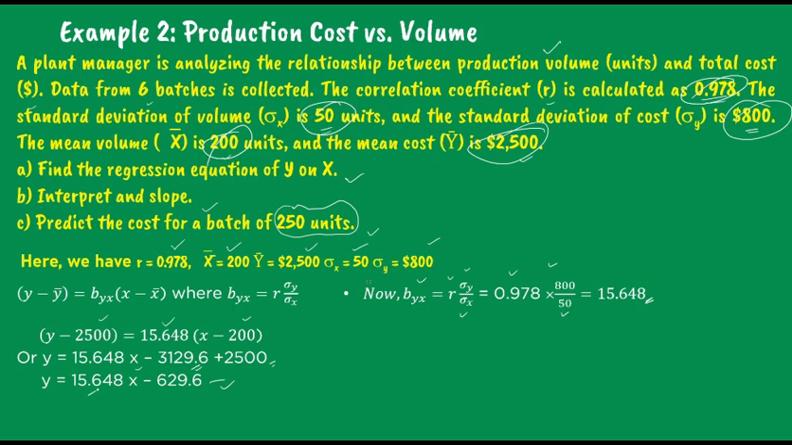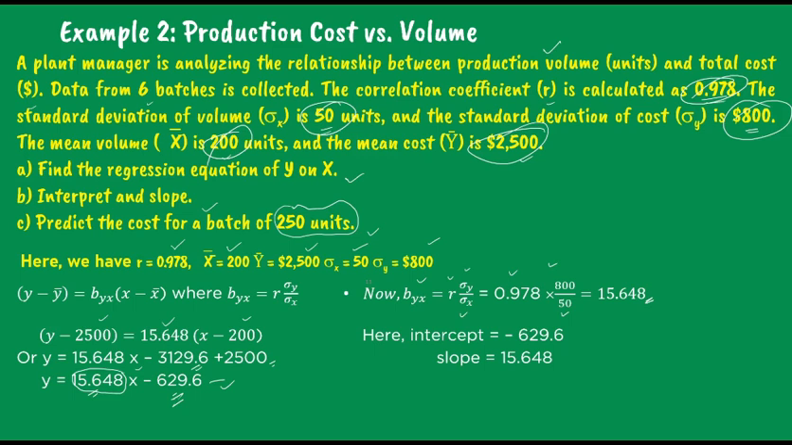Now the slope is the one which comes with x, and this is the intercept. So we get a negative intercept. Intercepts can be negative, meaning both the intercept and the regression coefficients, that is bxy and byx, can go from minus infinity to infinity.